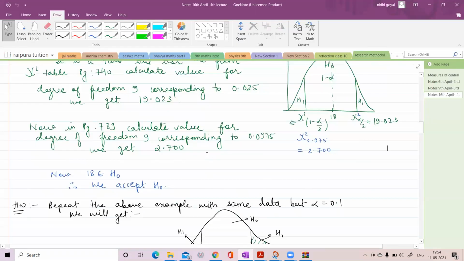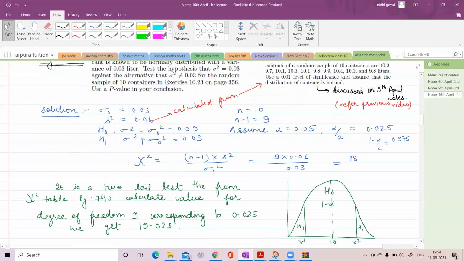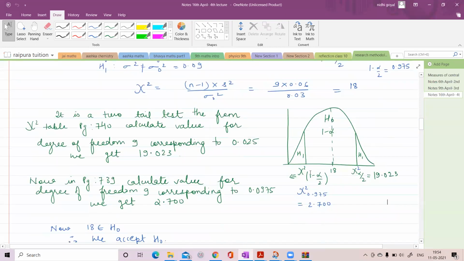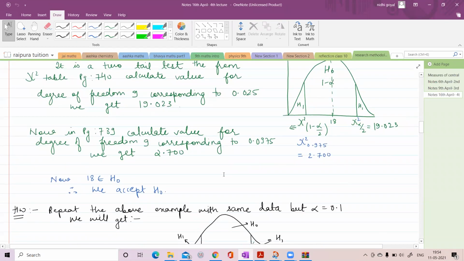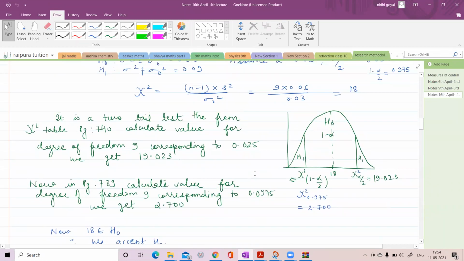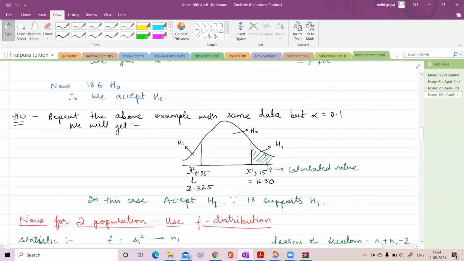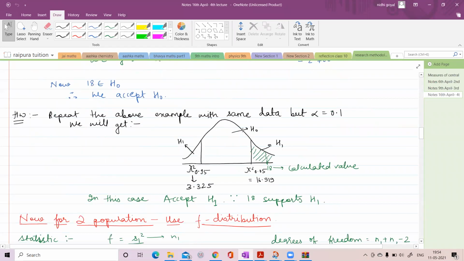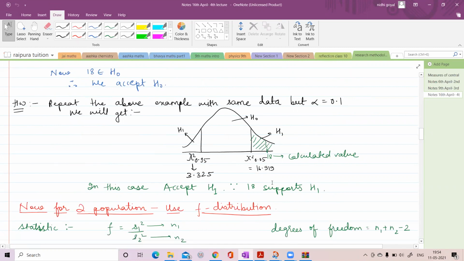We can see that our calculated value of chi square was 18, and this value lies between these two critical values. So we will accept H0 because our calculated value supports H0. You can repeat this question using similar data but with alpha being 0.1, and then see what the result is in that case.